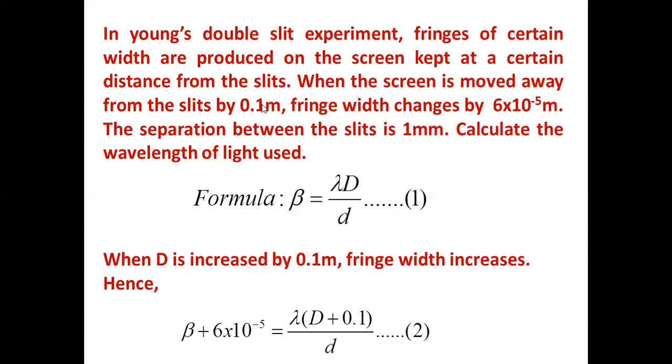Sometimes they give the sentence directly saying that fringe width increases by 6 into 10 to the minus 5, then it is plus, right? Or the fringe width increases to a final value, which will itself be given. So you must be able to decode it in the exam under pressure. You will be under pressure in the exam, but you must stay cool and decode it. So beta plus 6 into 10 to the minus 5 is equal to lambda capital D by small d, where capital D becomes D plus 0.1 because capital D is increased by 0.1.